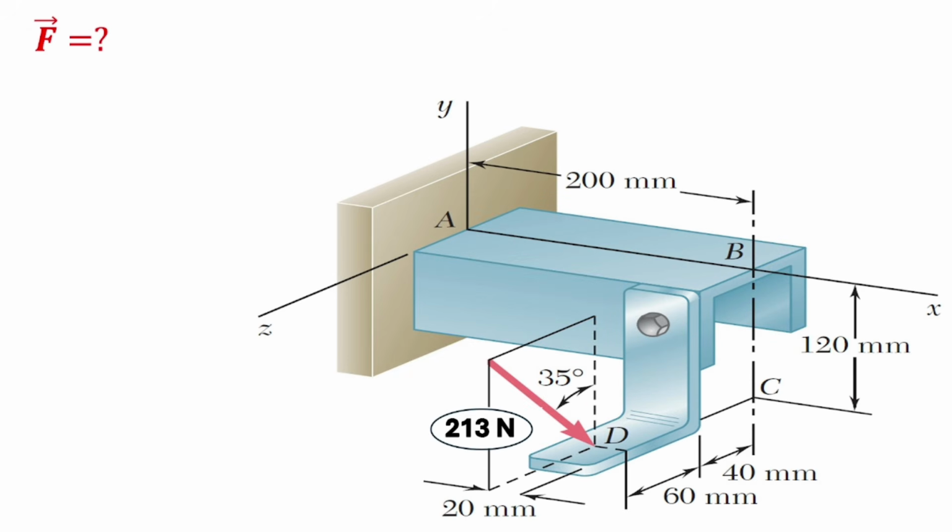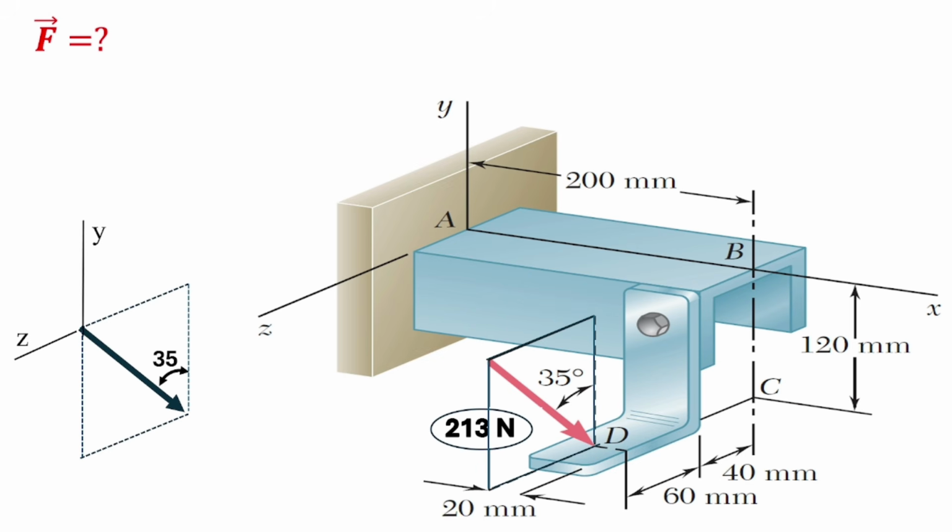Then next, we need to look for the force itself. We know the force is 213 newtons and is acting on the YZ plane. So we can bring out that plane and we see the force acting on it with its coordinates y and z. The force makes 35 degrees with the y-axis. Because adjacent angles are equal and complementary, we can bring back the 35 degrees down this way.